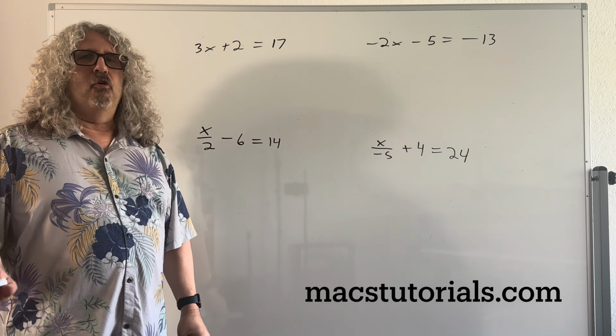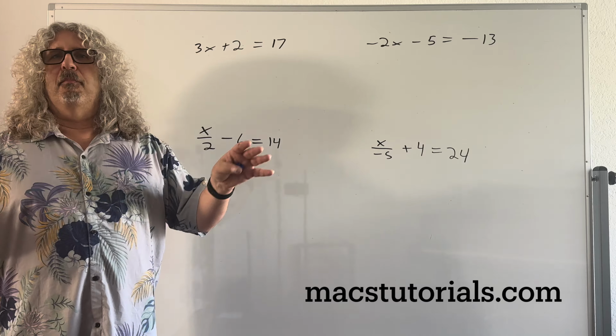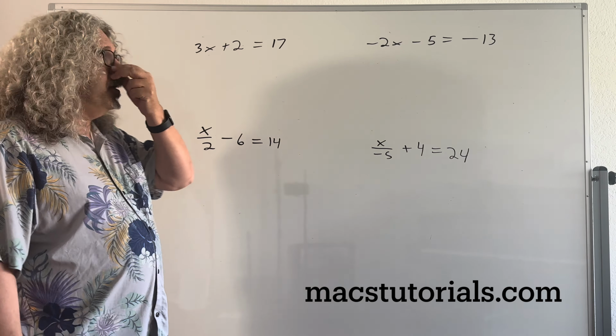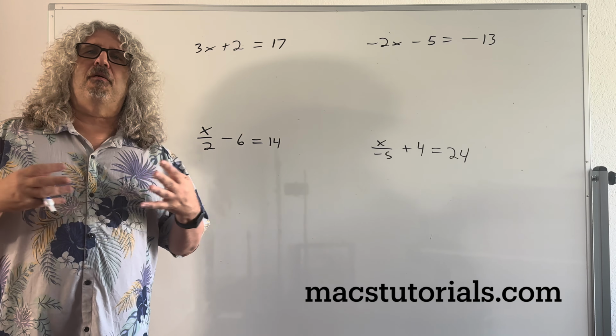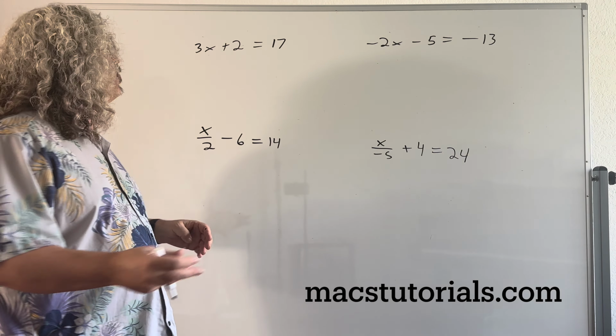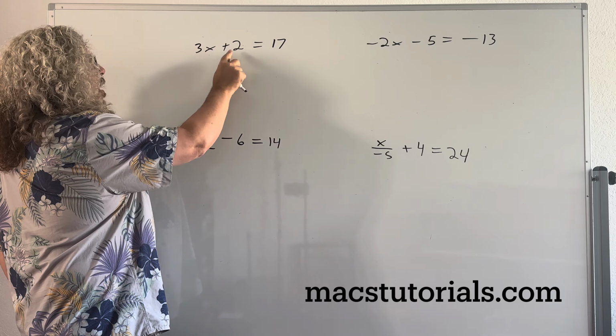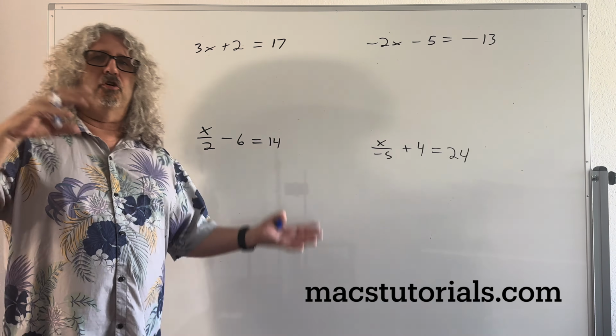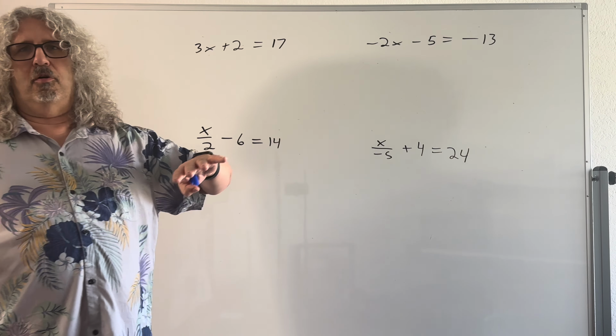Now remember, your goal is letters on one side, numbers on the other. So now on all of these two-step problems, you're going to have 3 terms. A term just means something that's separated by a plus or minus sign. So I have a term here, I have a term here, and I have a term here. So I want to get all the letter terms on one side, all the number terms on the other.